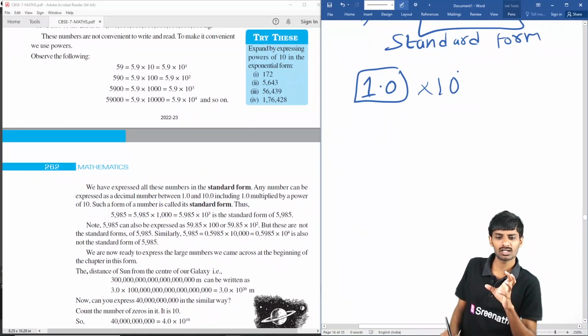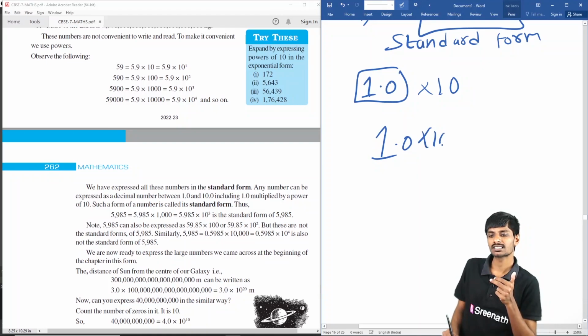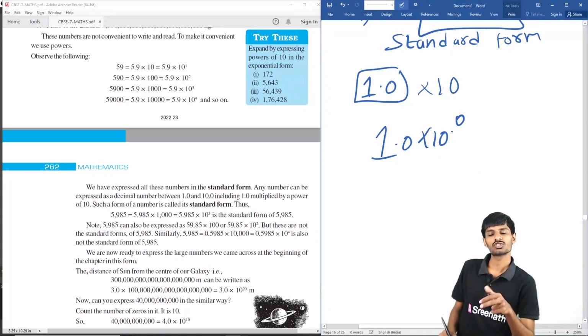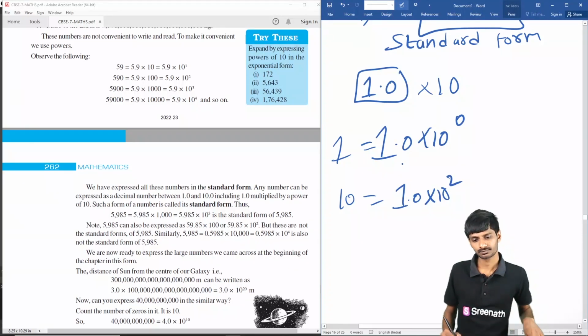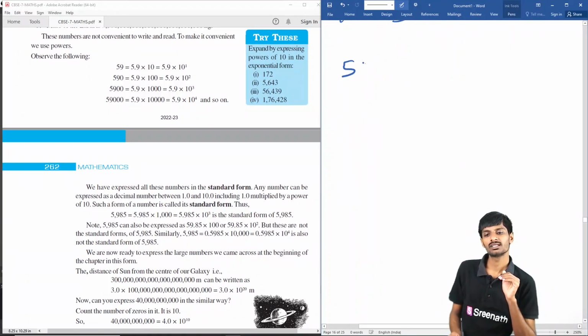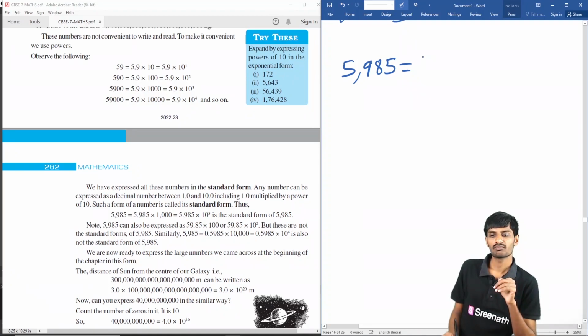If it is in 10 power, then it is good. So even 1 has to be written as 1.0 into 10 power 0. So 10 power 0 is 1 and 1 into 1 is 1. Okay, how you can represent 100 is 1.0 into 10 square. Like that you have to represent, friends. And if there is 5985, what is the standard form for it? The form for it is 5.985 into how many terms? It is 10 cube.